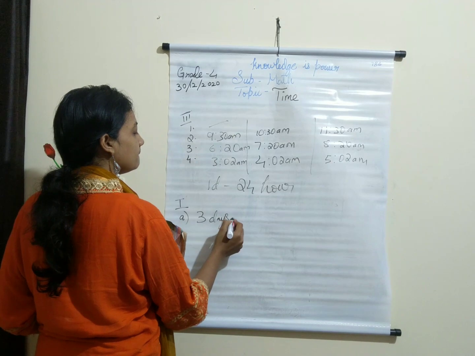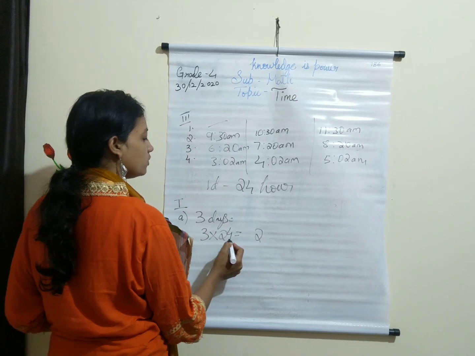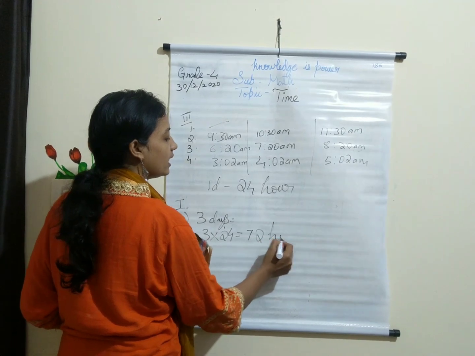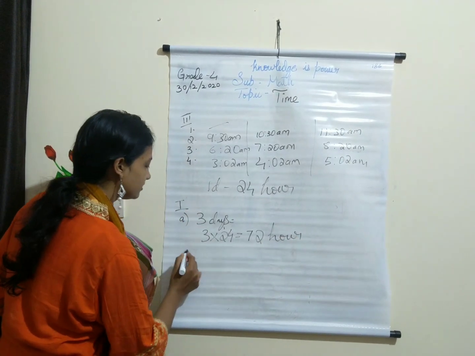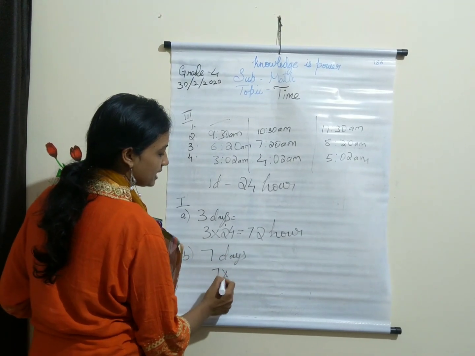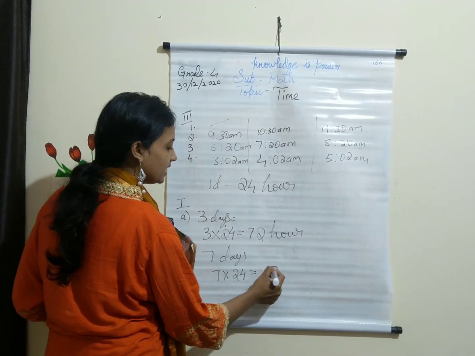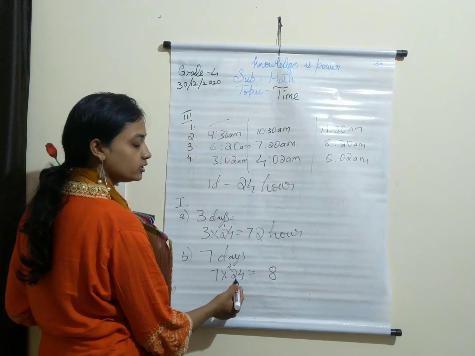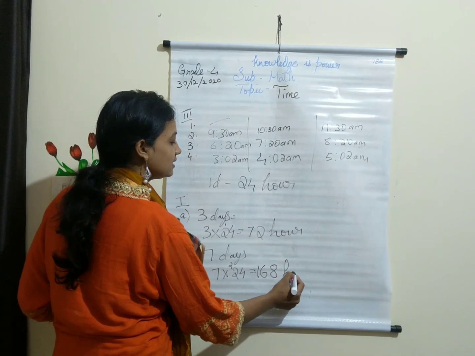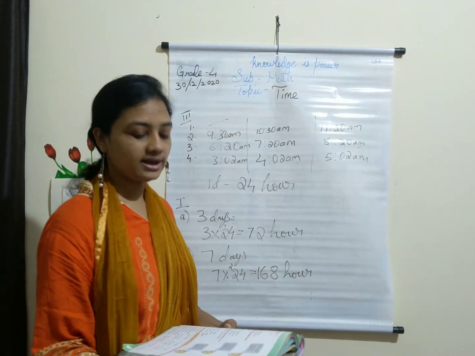Like that, first one, you have 3 days. So what should you do? Multiply 3 with 24. What is the answer you get? 3 fours are 12, 3 twos are 6 plus 1, 7. So the answer would be 72 hours. B1, 7 days. Just take 7, multiply with 24. 7 fours are 28, 8, 2 carry. 7 twos are 14, plus 2, it is 16. So it is 168 hours. Like that, I want you to find the other 3.